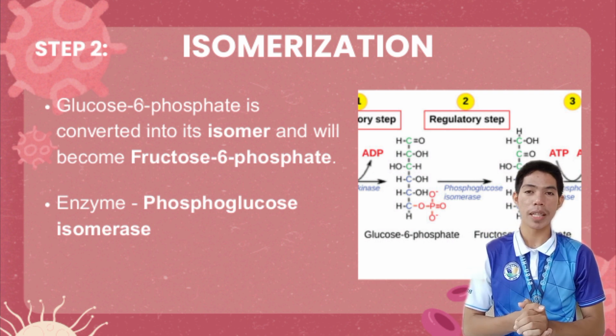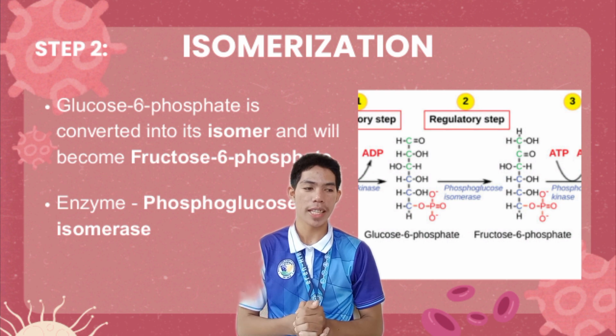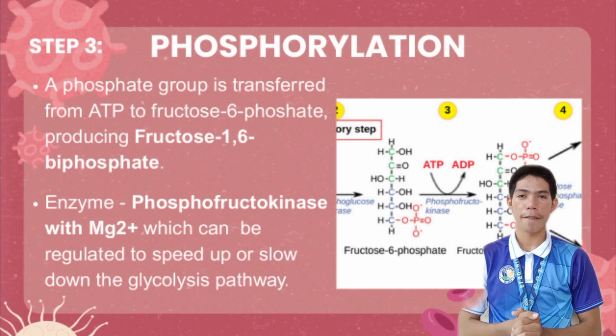Our responsible enzyme for step 2 of glycolysis is phosphoglucose isomerase. And why phosphoglucose? Because it acts on glucose 6-phosphate. And also, the figure shows that glucose 6-phosphate turned into fructose 6-phosphate. So next, step 3, phosphorylation. A phosphate group is transferred from ATP to fructose 6-phosphate, producing fructose 1,6-bisphosphate.